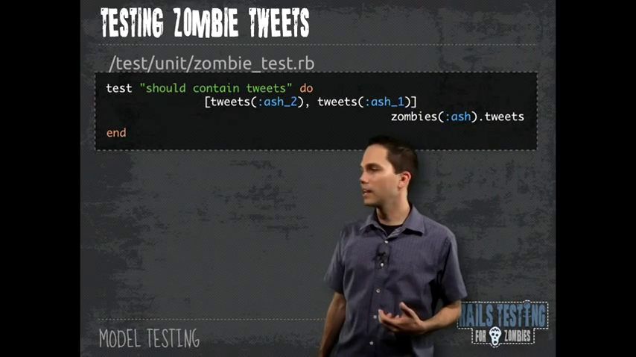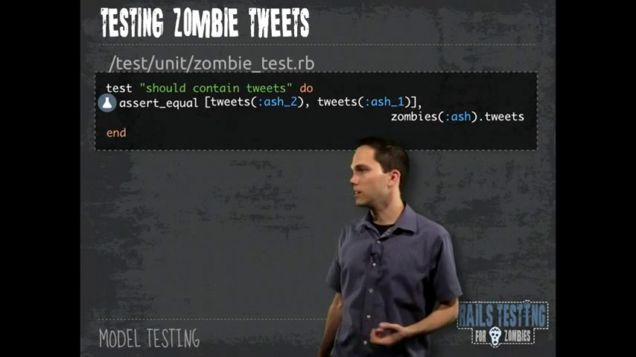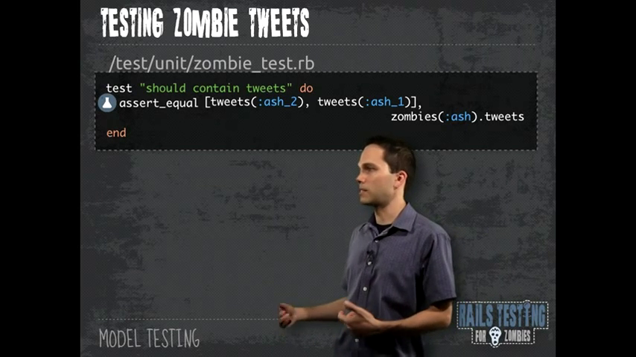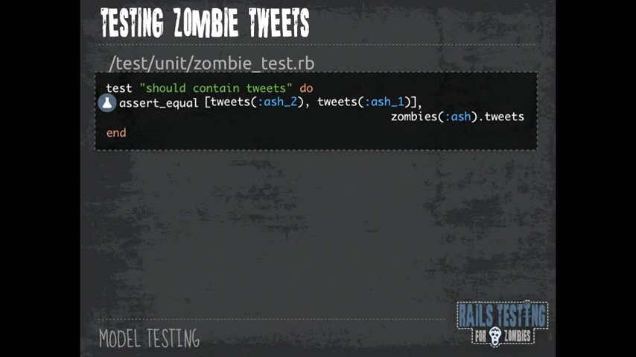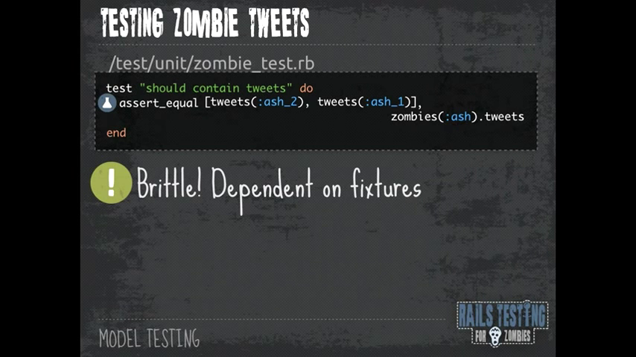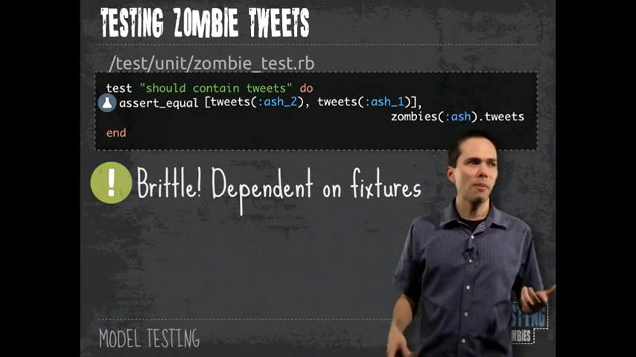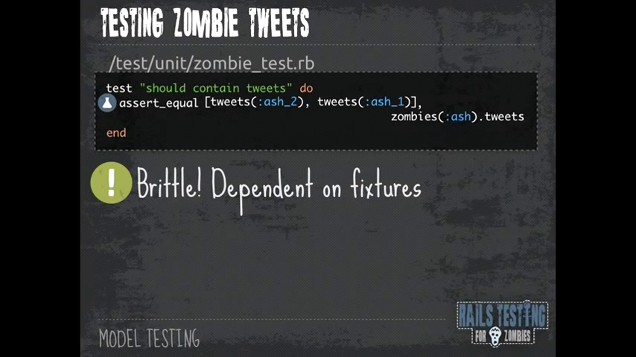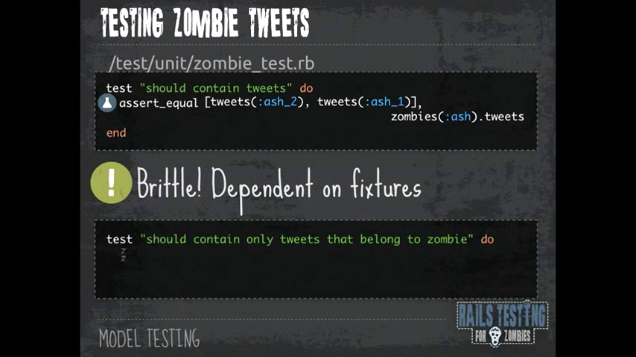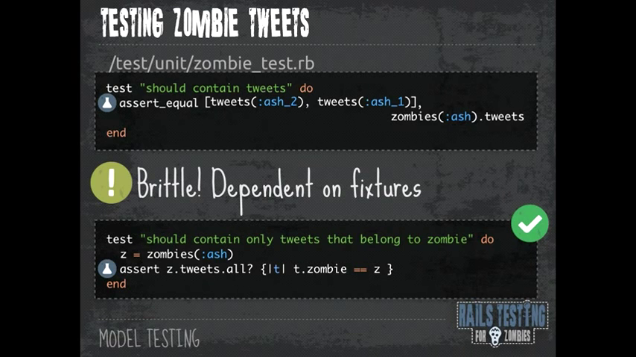So if we go back to our assertion, we might say assert that this array is equal to what gets returned when we call zombiesash.tweets. However, this is kind of a brittle test. It's not so good. Down the line, we might have more tweets for Ash. Things might get changed. So how might we write this test in a better way? Instead, we could test that zombie tweets should only contain tweets that belong to zombie. We can do this by going through all of Ash's tweets and ensuring that they belong to him by using that .all command. So that's going to go through each of them and make sure that that conditional is always true.